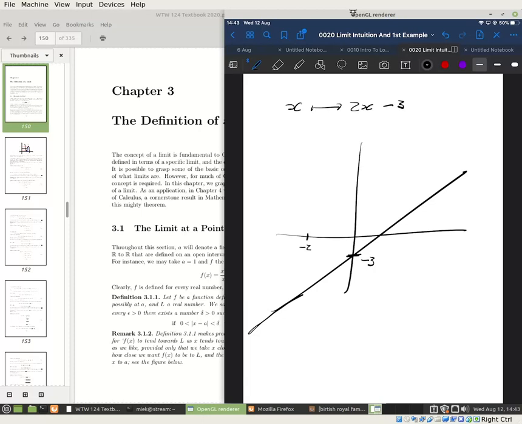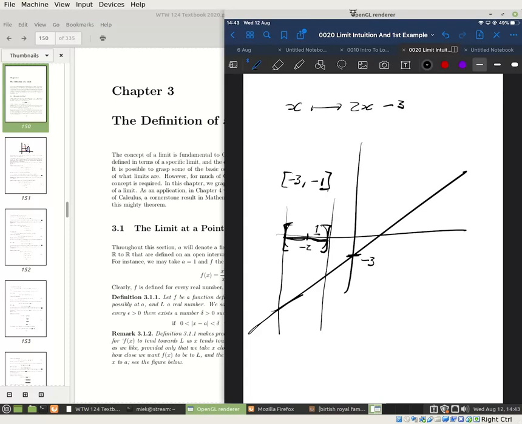So what are we doing? By choosing our delta, we automatically restrict ourselves to an interval around minus 2. And we see here, let's just say we take the interval of radius 1 around minus 2. So let's think about what happens on the closed interval from minus 3 to minus 1.